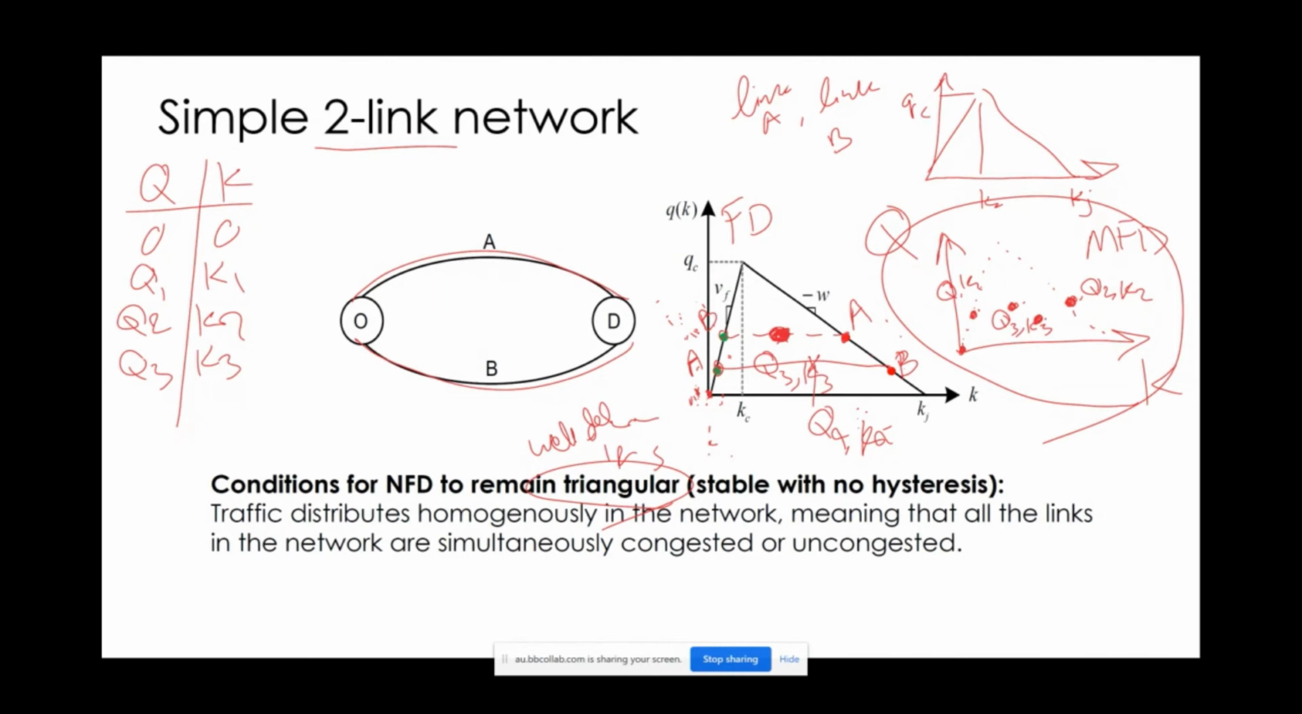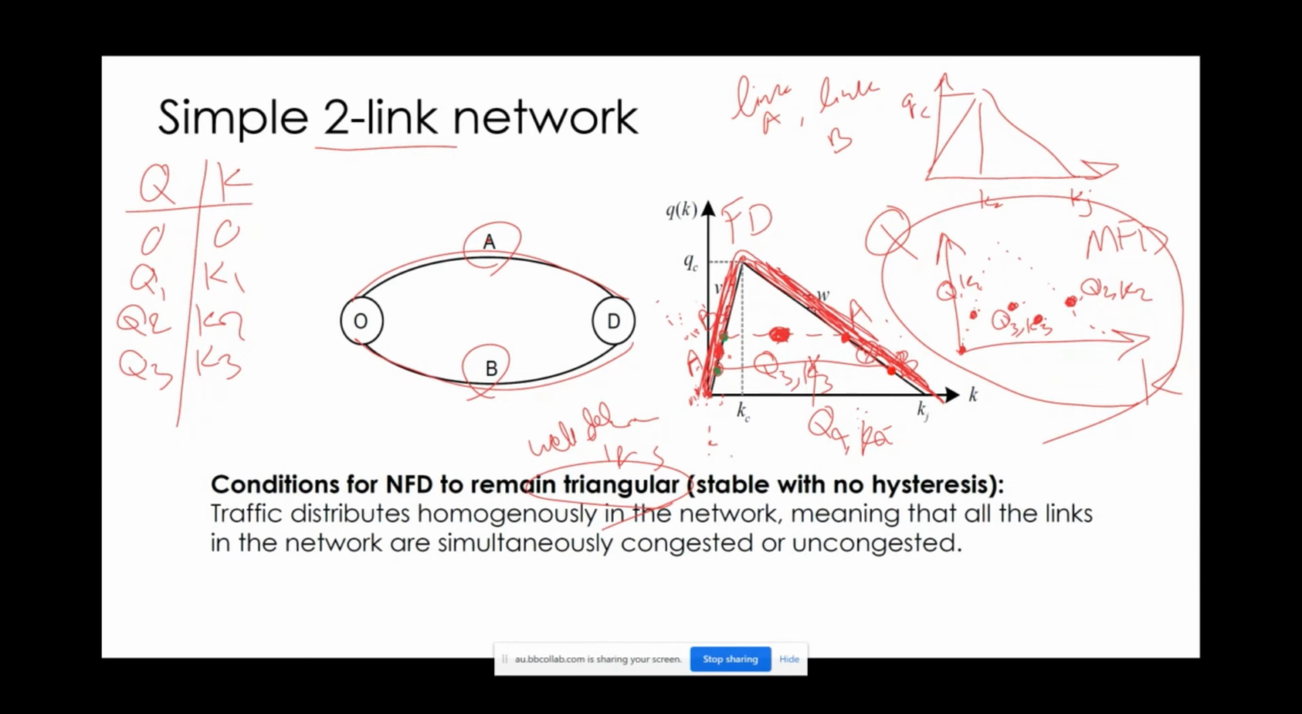So let's have a look at this example again. In the case where A and B were both uncongested, we saw that the average was lying on this triangle. When A and B were both congested, the average was here, right? So you can have many other examples. If A and B are here, the average is here. So as long as A and B are, at the same time, both congested or both uncongested, the average flow and average density in the network will lie on the same triangle. So then the MFD in this simple hypothetical example will be exactly the same as the fundamental diagram.